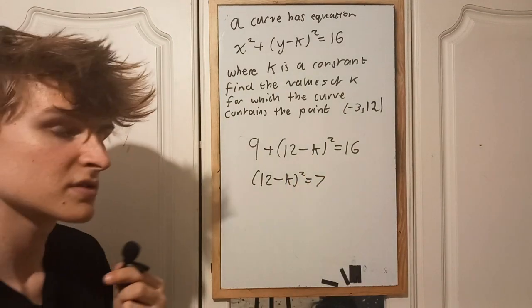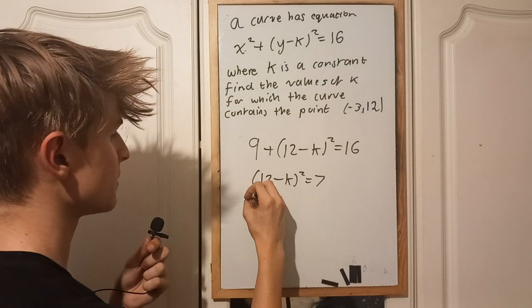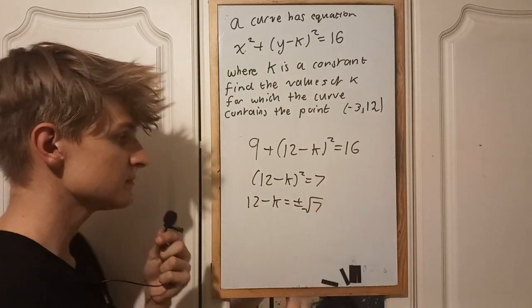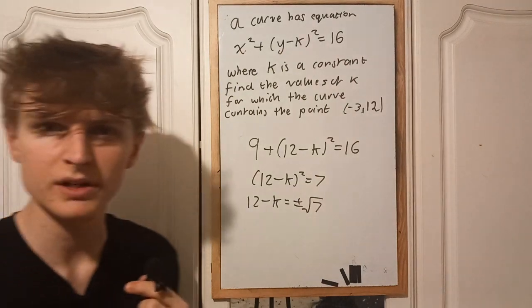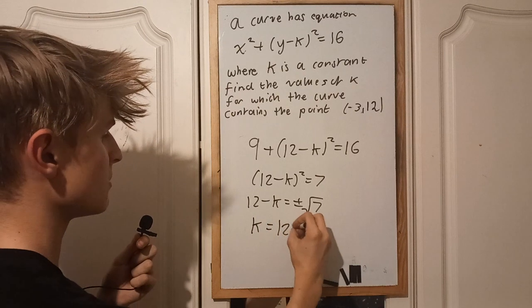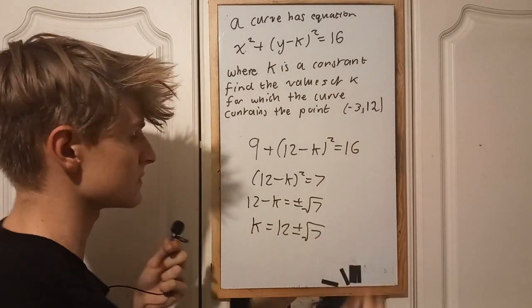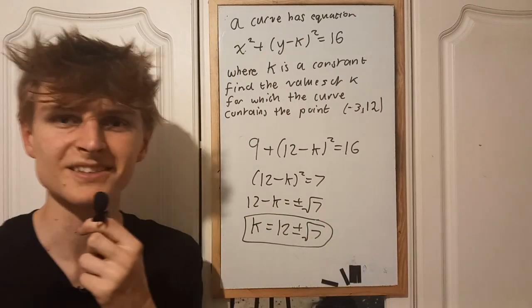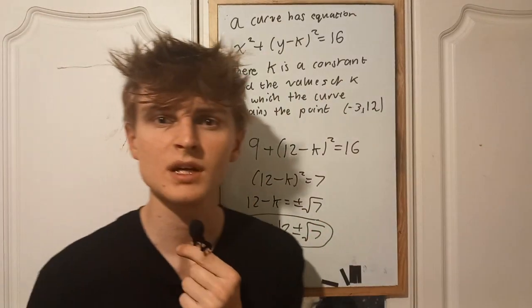Take the square root on both sides, not forgetting the plus minus. And we get 12 minus k equals plus or minus root 7. And then we can do a little bit of rearranging. I'll skip the details, and you get that k equals 12 plus or minus root 7, which is nasty, disgusting, but it's an answer.